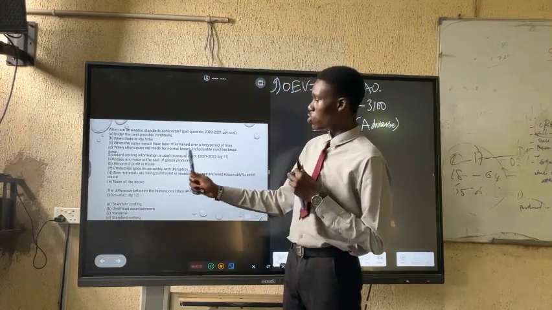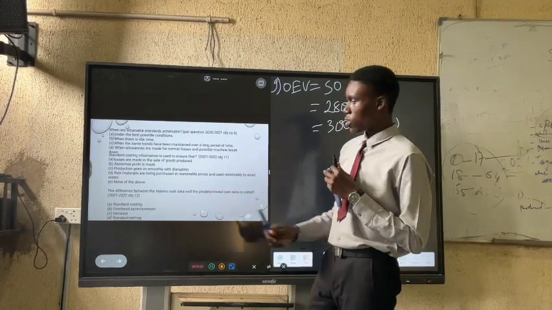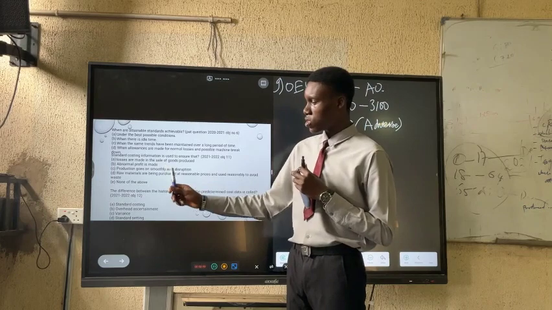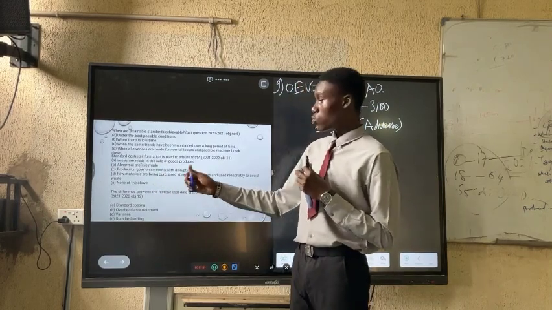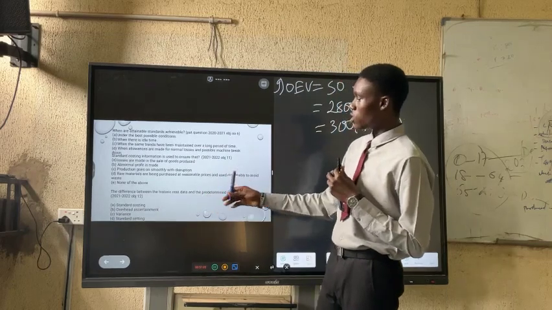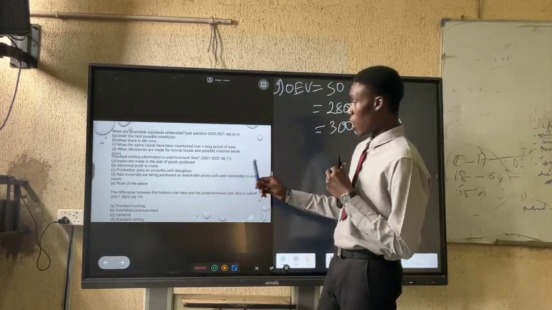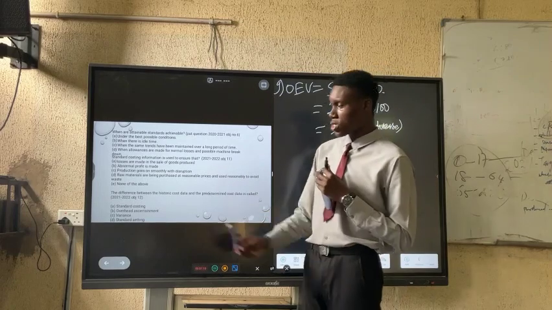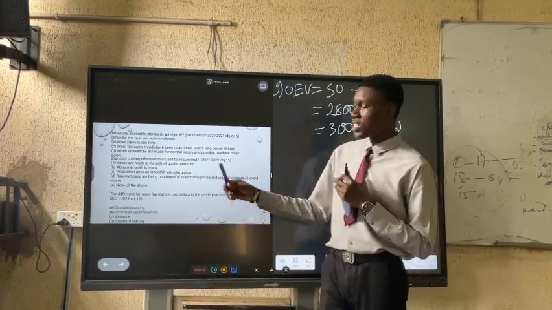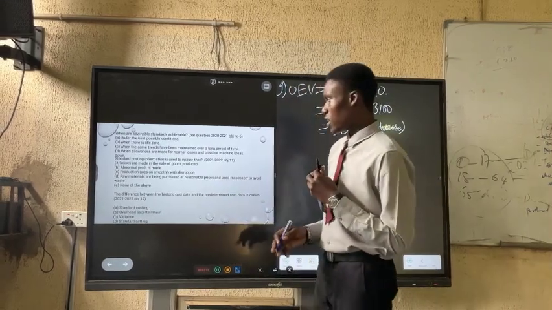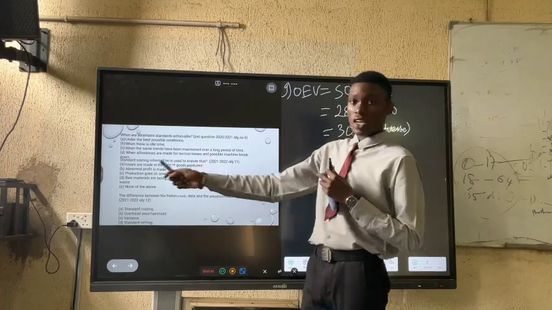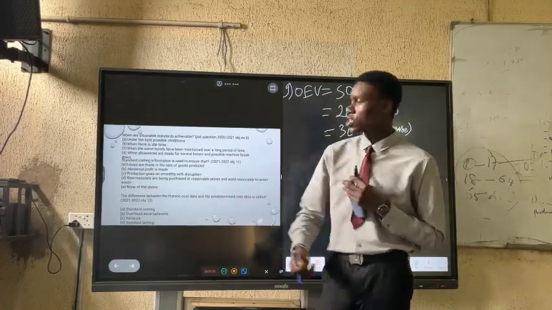Now question 2. Standard costing information is used to ensure that what? A. Losses are made in the sales of goods produced. B. Abnormal profit is made. C. Production goes on smoothly without disruption. D. Raw materials are purchased at a reasonable price and used reasonably to avoid waste. And E. None of the above. For this question, we can see from our definition that standard cost information is to ensure... let us even use the elimination method to answer it.